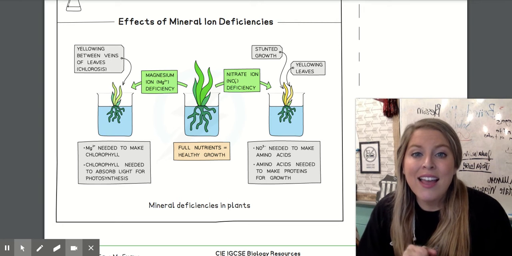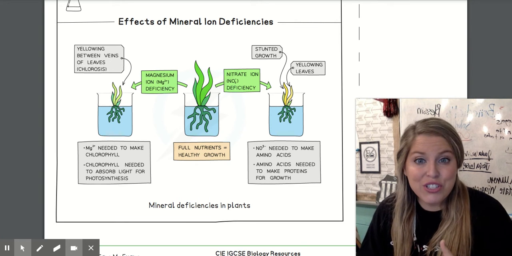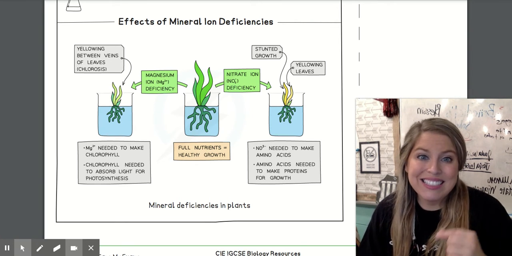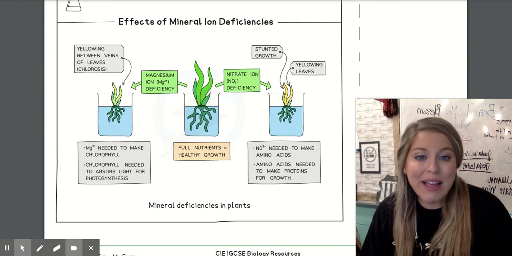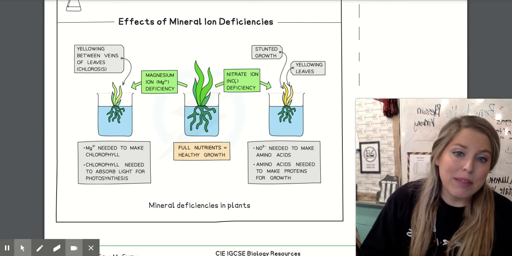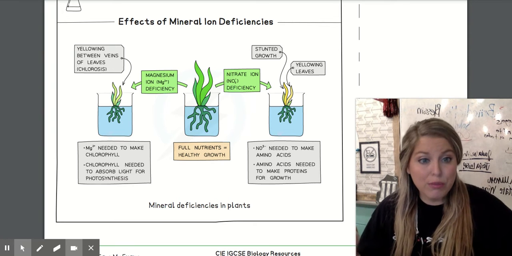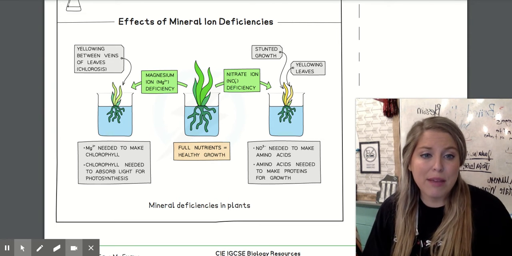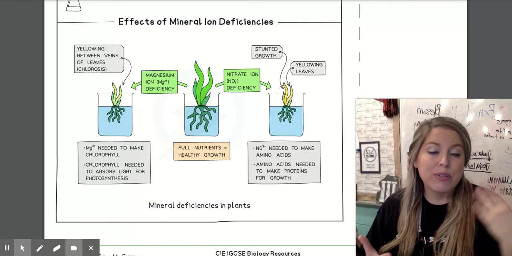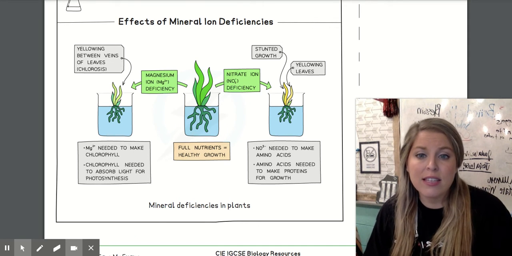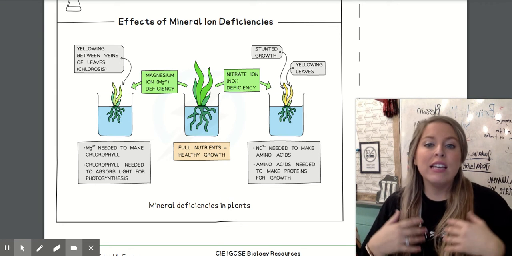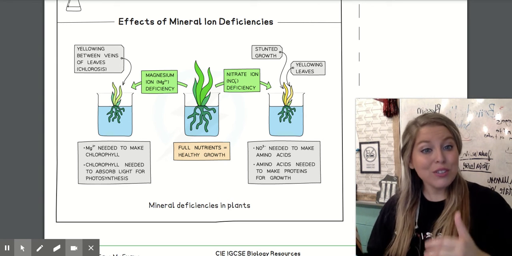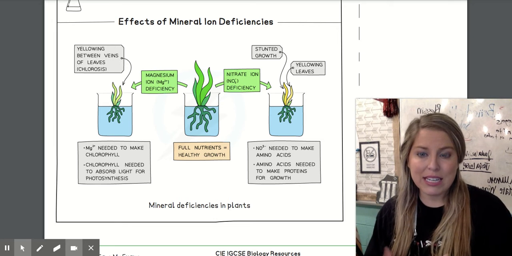Also, if they have a nitrogen deficiency, you're going to see stunted growth and also yellowing of leaves, because nitrogen is needed to make amino acids, and amino acids help make proteins, which are for growth. We should always think growth in plants when we think about proteins and nitrogen, which is in the form of nitrate ions. But a nice, healthy plant is going to look very full. It's going to look very green. It's going to look very healthy. So that's what we want to see, okay?